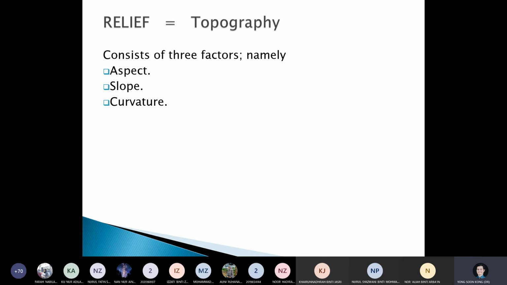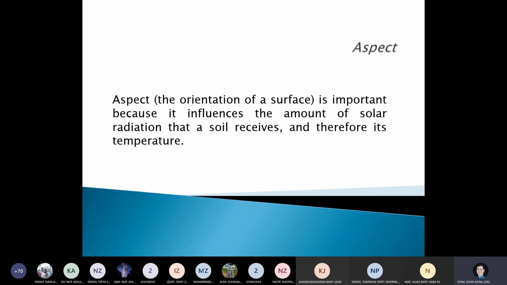Slope, I'm sure you know what slope is, cerun in Bahasa Melayu. Curvature is how curvy it is, because sometimes it curves in so many ways. So what is aspect? Here it is, the orientation of the soil, because it influences the amount of solar radiation that the soil receives and also the temperature.